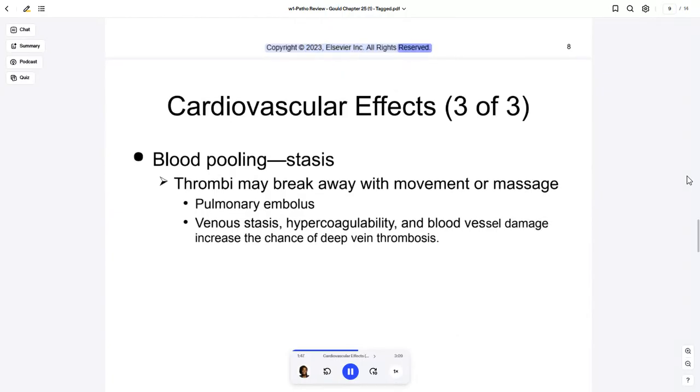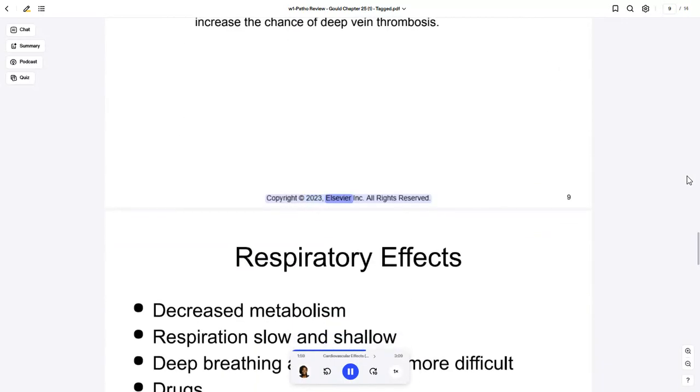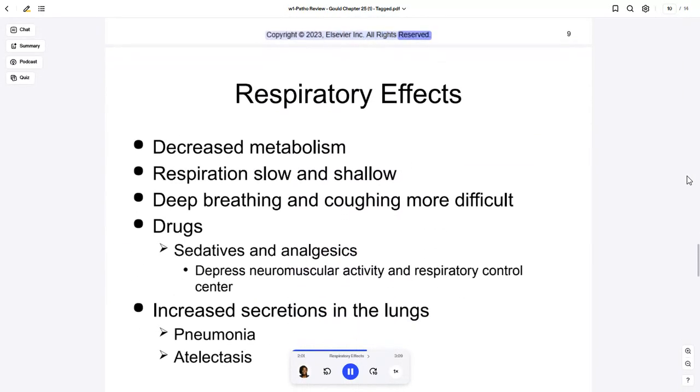All rights reserved. 8. Cardiovascular effects, 3 of 3. Blood pooling, stasis. Thrombi may break away with movement or massage, causing pulmonary embolus. Venous stasis, hypercoagulability, and blood vessel damage increase the chance of deep vein thrombosis. Copyright 2023, Elsevier Inc. All rights reserved.